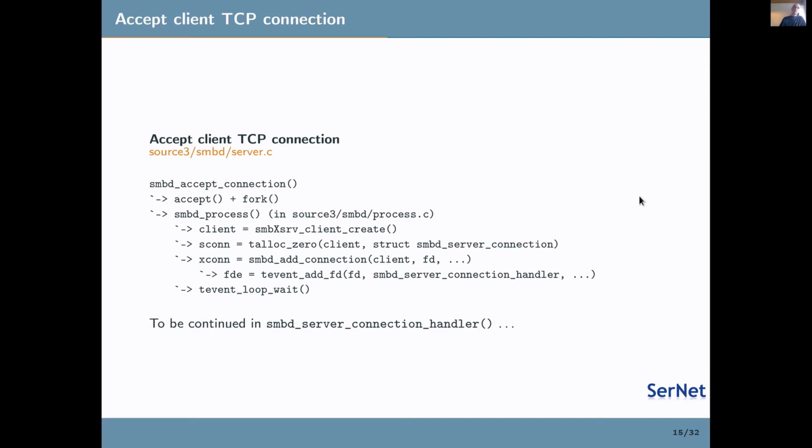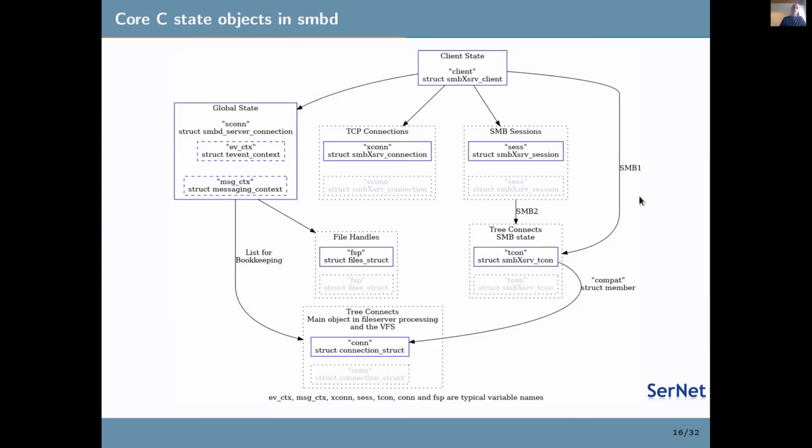That again passes this file descriptor to our tevent library, which will cause this function to be called whenever there's any activity on that file descriptor. Boom, and now we go back to the event library and wait for I/O on the file descriptor. When I/O comes in, that will be going through this function. That's not quite on the next slide. It comes afterwards.